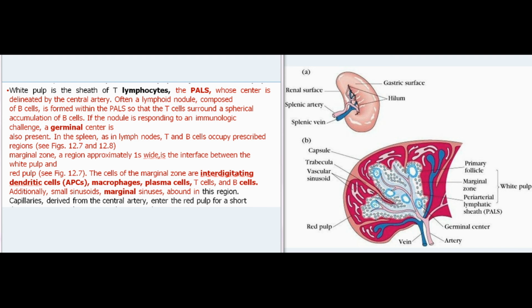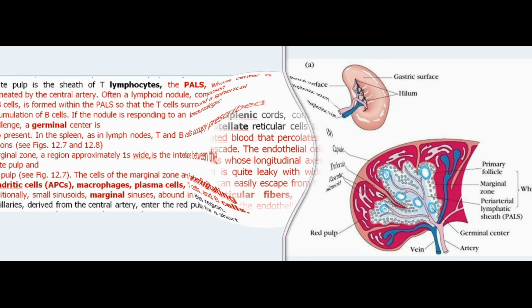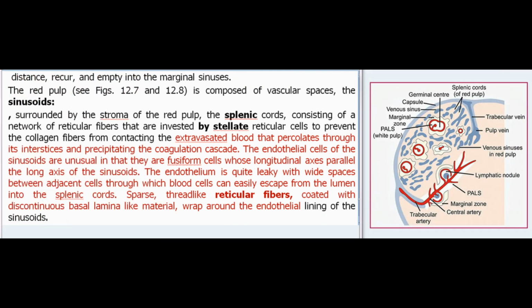Marginal zone, a region approximately 1 wide, is the interface between the white pulp and red pulp, see Fig 12.7. The cells of the marginal zone are interdigitating dendritic cells, APCs, macrophages, plasma cells, T cells, and B cells. Additionally, small sinusoids, marginal sinuses, abound in this region. Capillaries, derived from the central artery, enter the red pulp for a short distance, recur, and empty into the marginal sinuses.